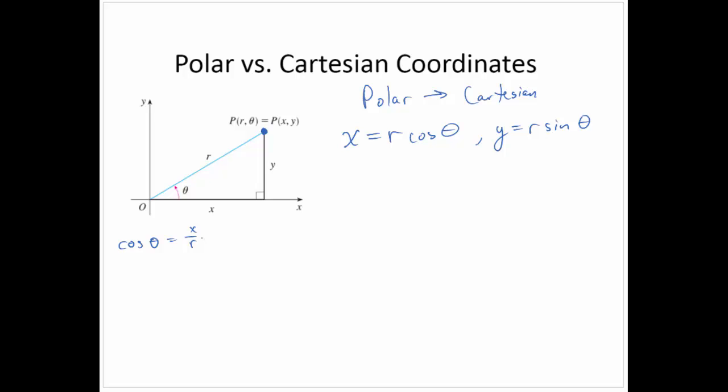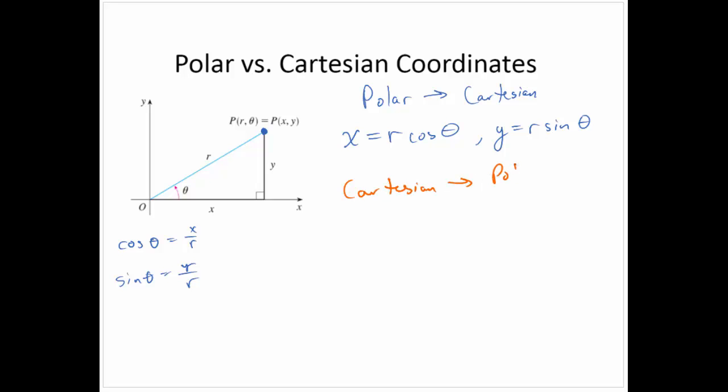And so then multiplying through by r, x equals r cosine theta. And similarly, we see that sine theta is y over r, and so then y is equal to r sine theta.